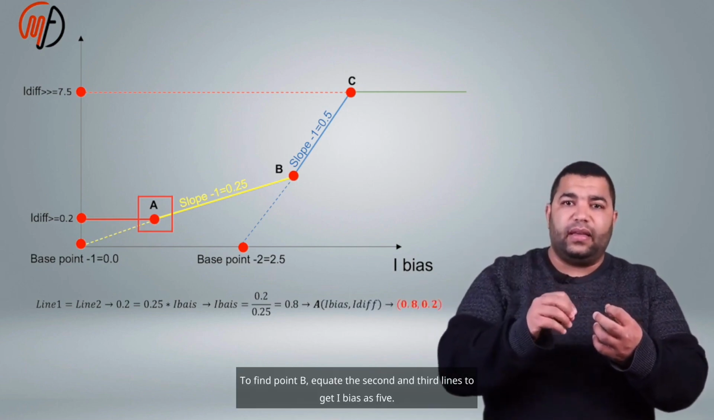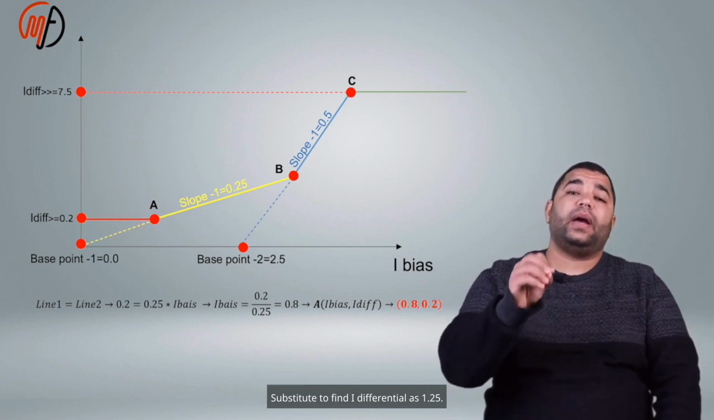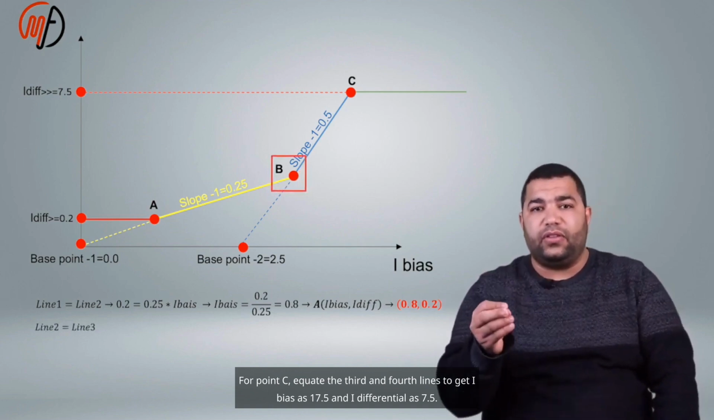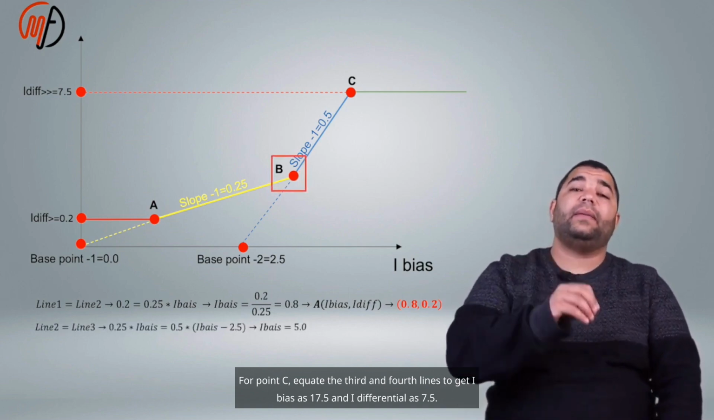To find point B, equate the second and third lines to get I bias as 5. Substitute to find I differential as 1.25. For point C, equate the third and fourth lines to get I bias as 17.5 and I differential as 7.5.